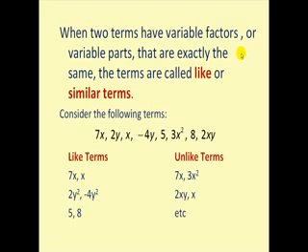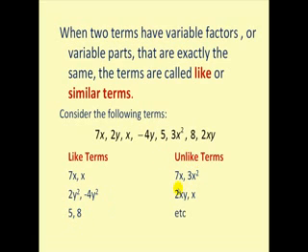like or similar terms. Consider the following terms. 7x and x are like terms because they have the same variable part. 2y squared and negative 4y squared are like terms, and so are 5 and 8.